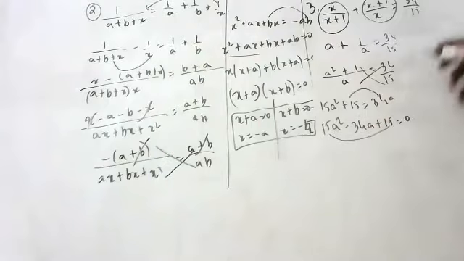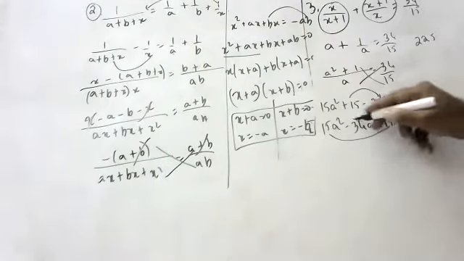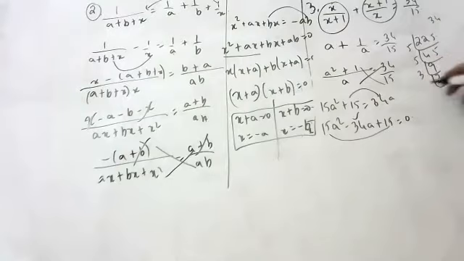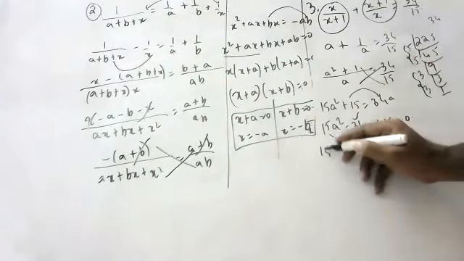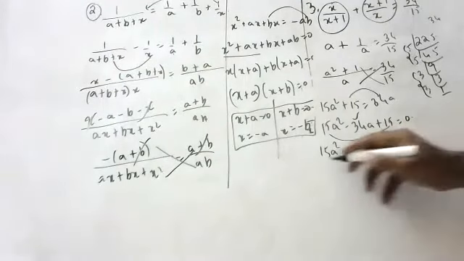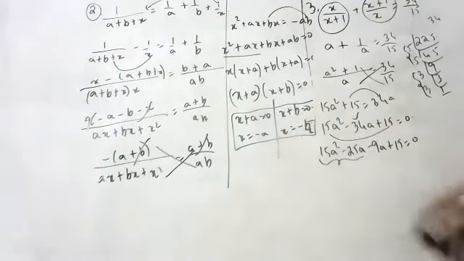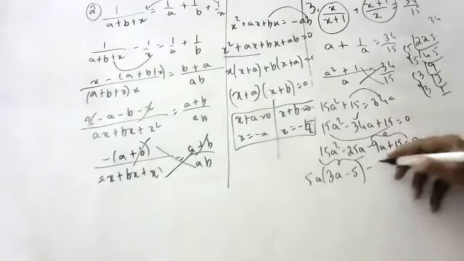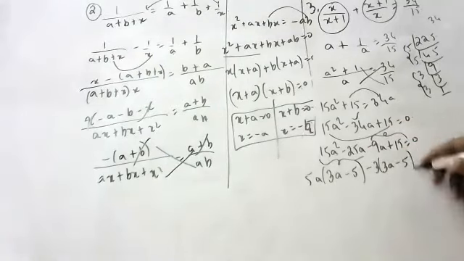Okay, 15 times 15, children, 225 should come, and plus or minus 34 should come, children. What will come, children? 34 should come. 25 plus 9 is 34, children. 5 fives are 25, and 25 plus 9 is 34. So 15A square minus 25A minus 9A plus 15 is equal to 0. In this both, what is common, children? 5 is common. If you take 5A, so what you get? 3A minus 5. In this both, what is common, children? 3. 3A minus 5 is equal to 0.